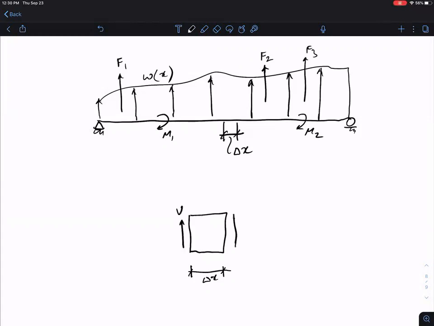We'll assume that the internal shear forces and bending moment are acting in the positive direction. I did an earlier video on the sign convention for shear forces and bending moments, so if you're unfamiliar with the sign convention, you might want to take a look at that.